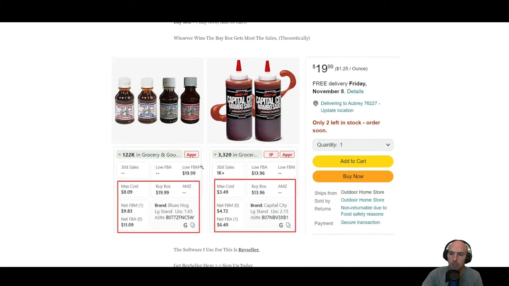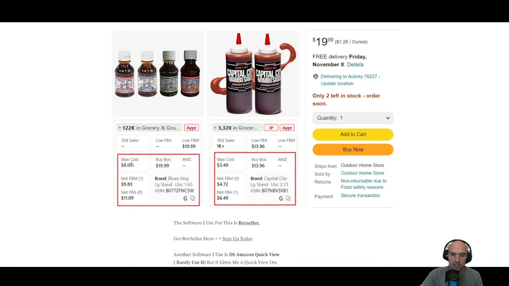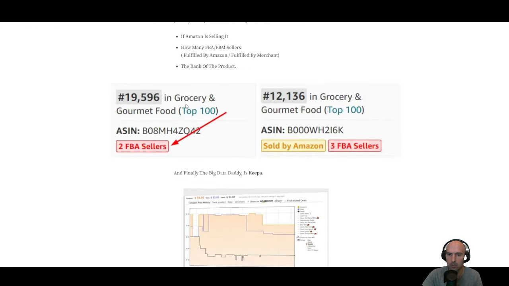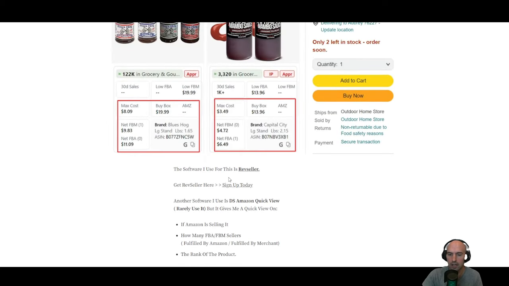So we go down a little bit further. You can see here, this is the max cost, which we just talked about, a little bit of a difference. And then what people are buying for at the buy box. So for instance, this one, buy box $19.99 right here, and what people are selling for in a sense, and their profits for FBM and FBA. So pretty sweet stuff.